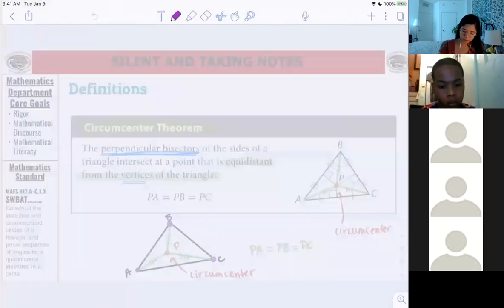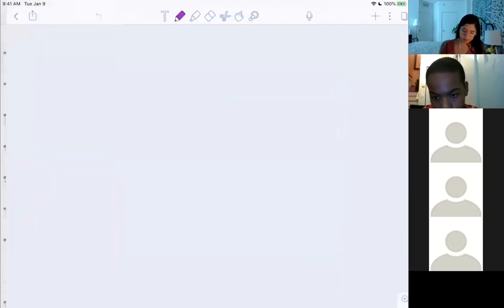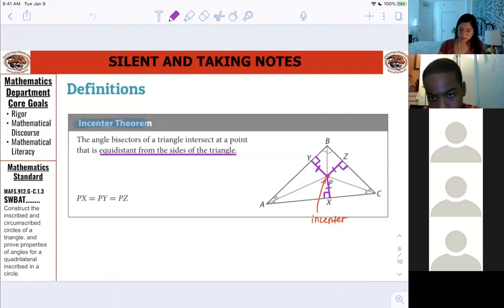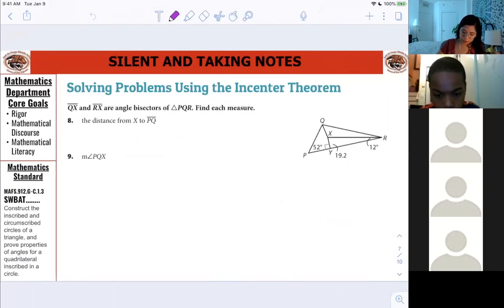So now let's go back. Oh wait, no, this is where I want to be here. Okay. So there's our in-center theorem. That's going to allow us to do a couple of problems that we can solve. We don't have too many. Look, we only have 3 slides left, so we'll be done pretty soon.